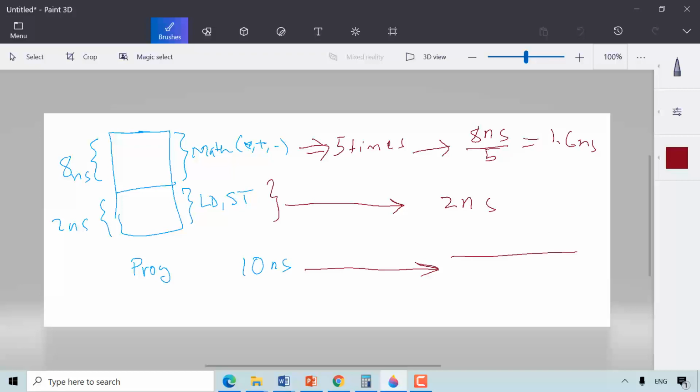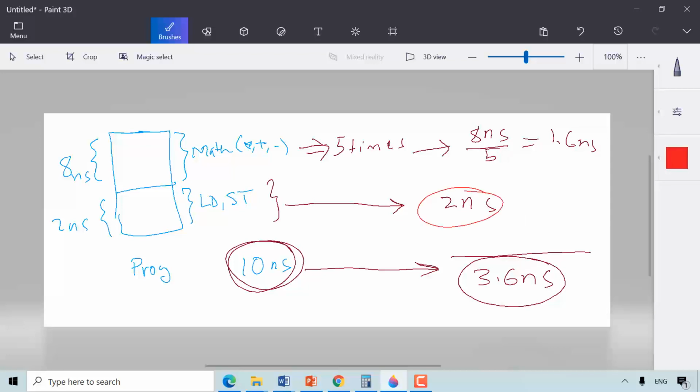So what's the total here? The total is 3.6 nanoseconds. From 10 nanoseconds, I improved the system to 3.6 nanoseconds. How about these 2 nanoseconds? They are not impacted, because I am improving the time for just the math instructions.